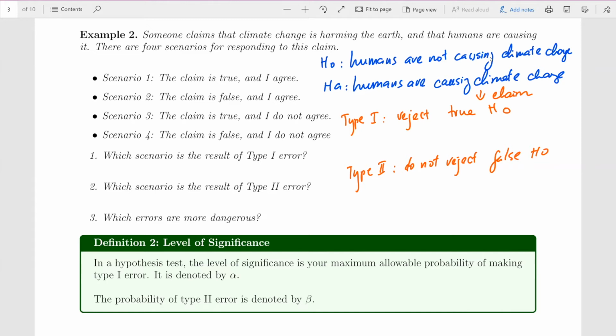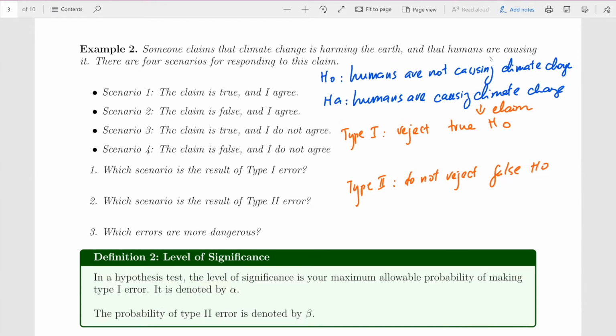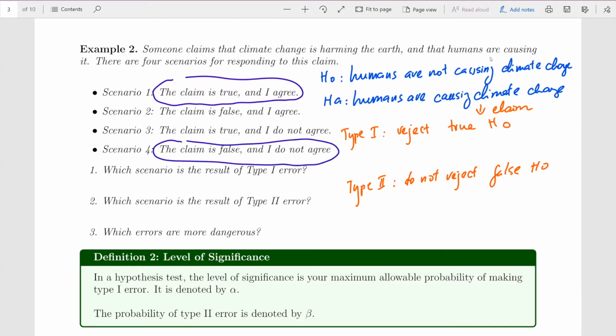So look at this. Other possible scenarios. Which scenario is the result of type 1 error? Which scenario is the result of type 2 error? And which error is more dangerous? So look at the four scenarios. If the claim is true and I agree, that is not an error, right? If the claim is false and I agree, that is not an error. So there are only two possible scenarios for error: scenario 2 and scenario 3.